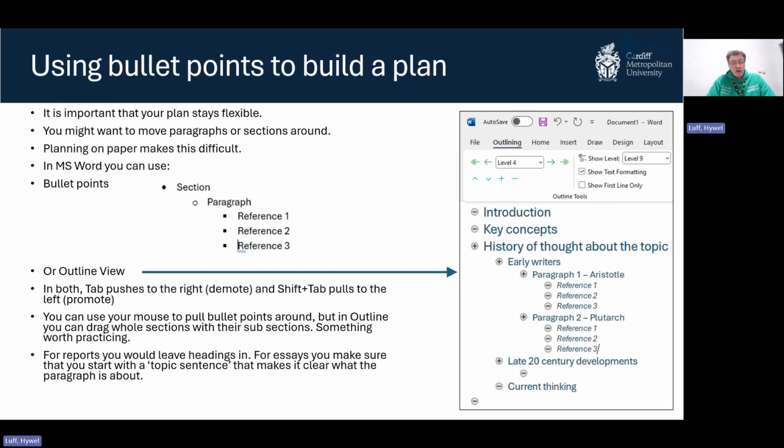Now on Word, they also have something called outline mode. That's quite useful, outline view, because if you want to take a whole section and drag it to another place, it will take everything else with it. It's really worth having a bit of a play with outline view in Word, because at the planning stage, we want to be able to move things around, because you might think, oh, that's really great, but it's in the wrong place. It's a bit easier to move things around in outline mode than just using bullet points. But even bullet points will be useful for you.